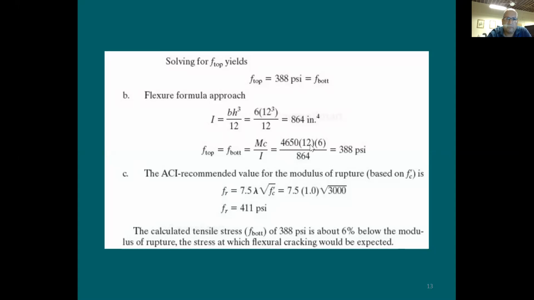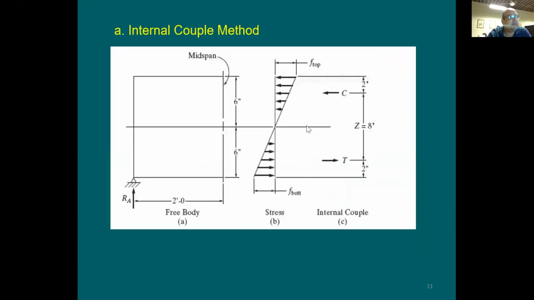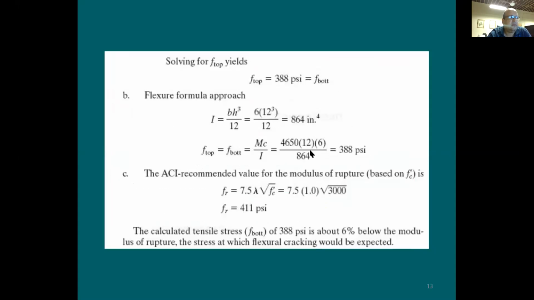The maximum neutral axis depth that I can go to is going to be 6 inches. What is that? This is the maximum distance from here to there. It's going to be 6 inches, or to the bottom is also 6 inches. This is the maximum Y, which is C. The moment of inertia we just calculated is 864. The result is going to be exactly 388, very similar to the other method.